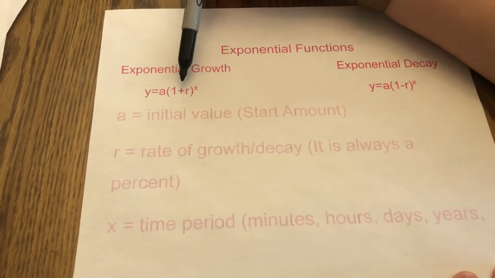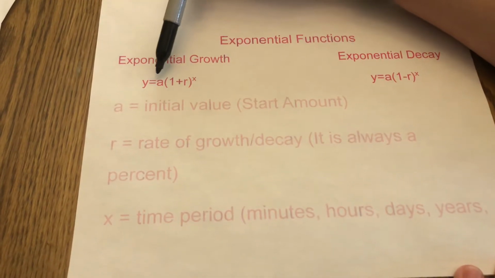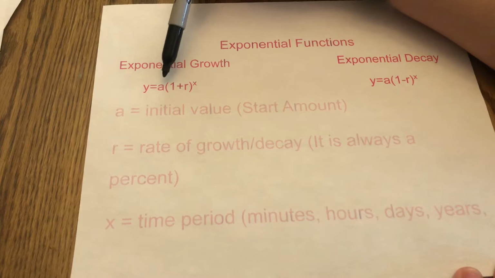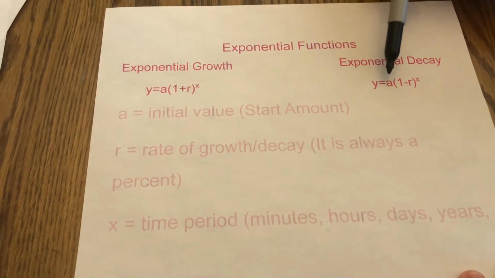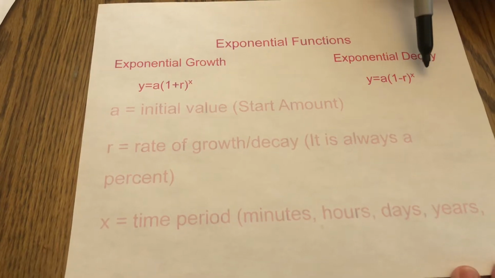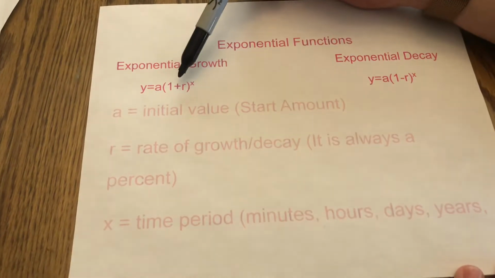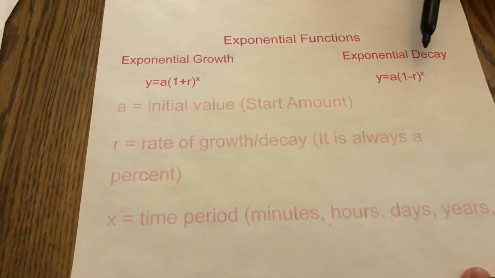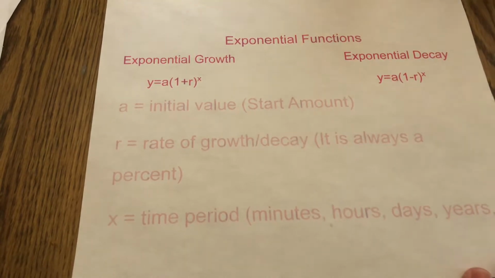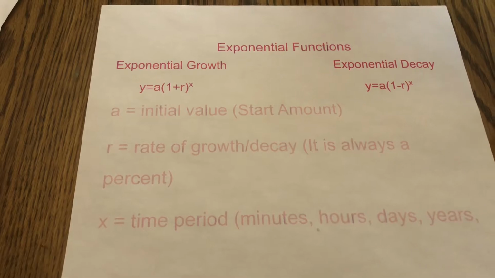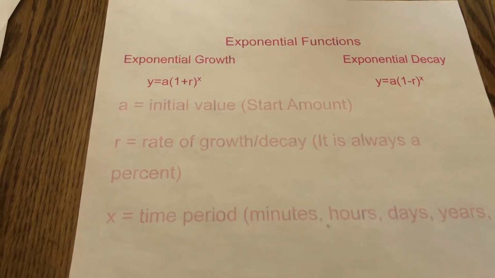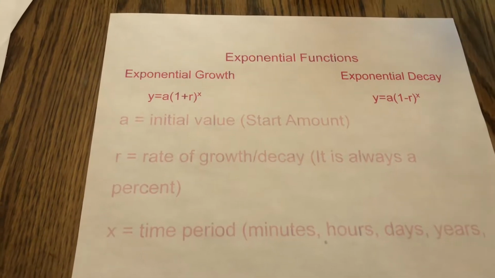The only difference is if it is a growth, it's y equals a(1 plus r) to the x. And if it's a decay, it's y equals a(1 minus r) to the x power. Okay, so if it's a growth, it has a plus. If it's a decay, it has a minus. Otherwise, it's the same thing. So you can clearly see there are variables in here that we've never used before. So we have to define them.